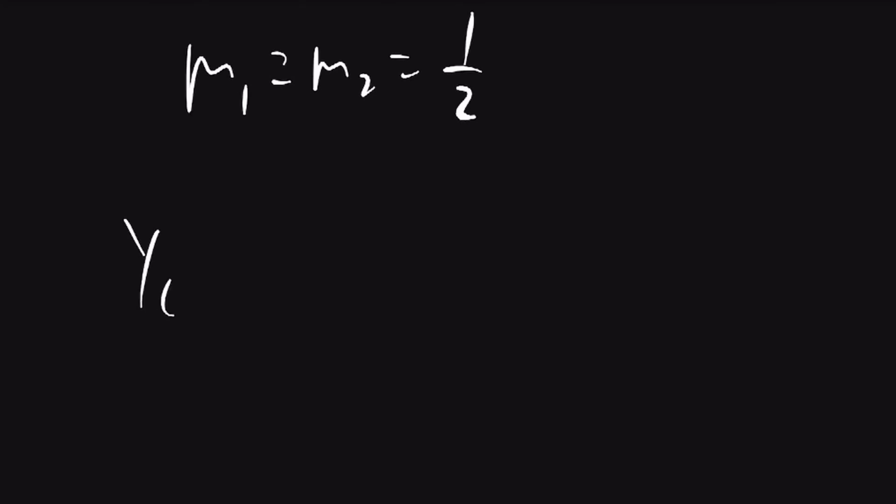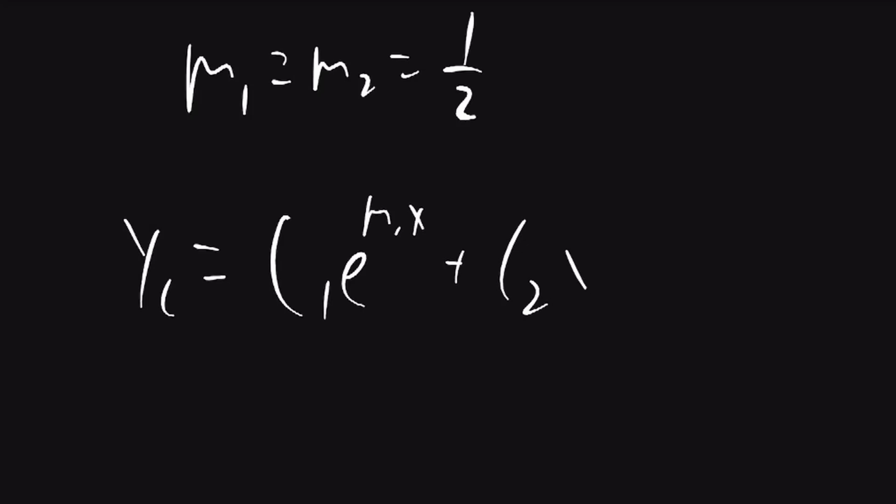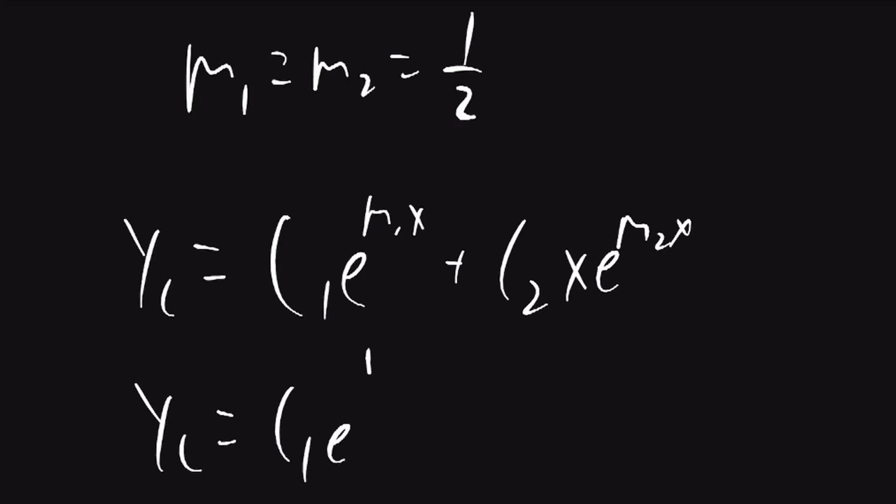So the complementary solution, yc, will be in the form c1 times e^(m1 x) plus c2 times x times e^(m2 x). So yc is going to be equal to c1 e^(1/2 x) plus c2 times x times e^(1/2 x). We can now find our particular solution.